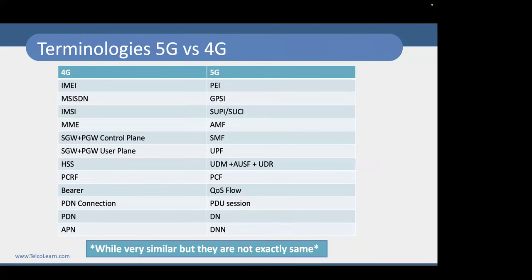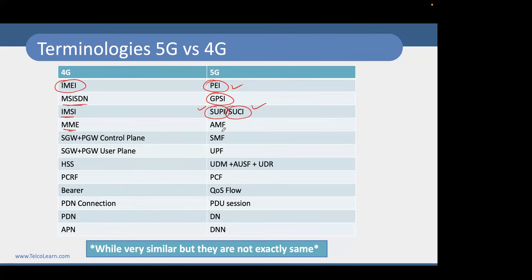A quick recap of all the terminologies we use in 4G and 5G. The IMEI in 4G is now replaced with PEI, Permanent Equipment Identity. The MSISDN in 4G is replaced with a new identity called GPSI. The IMSI number is not replaced, but created as a superset of identity called the SUPI number, which is also used in its concealed version called SUCI.